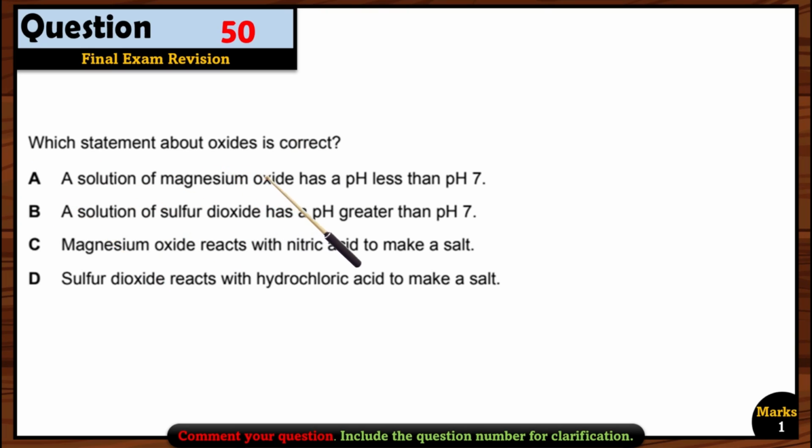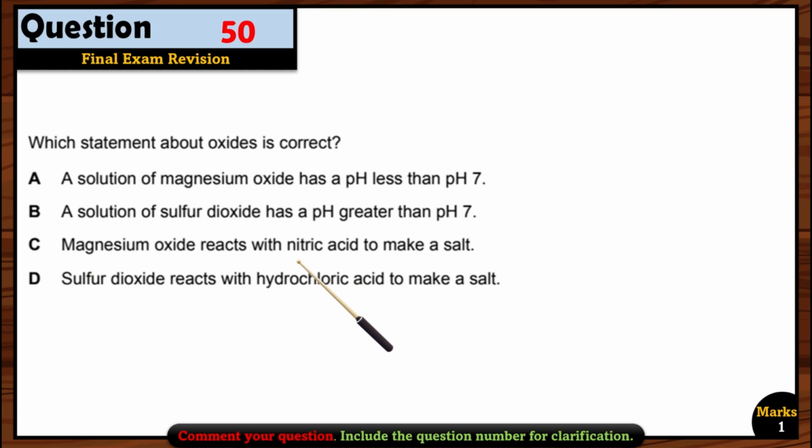A solution of magnesium oxide has a pH less than 7. That's wrong because magnesium oxide is basic, so its pH should be higher than 7. A solution of sulfur dioxide has a pH greater than 7. Again wrong because sulfur dioxide is acidic in nature, so its solution will have a lower pH than 7.